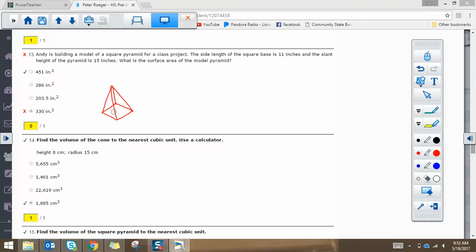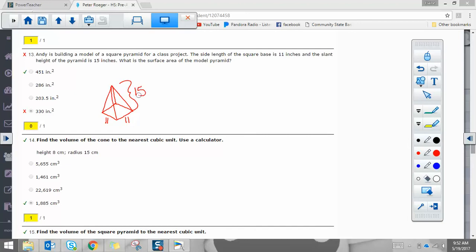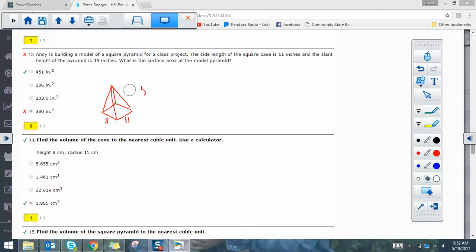The side length of the square base is 11, so all of these are going to be 11 all around because it's a square. And the slant height of the pyramid is 15 inches. So that means from that top vertex down to the base is 15 inches. What's the surface area? Oh, and actually it's slant height, so it's not the height of the pyramid itself, it's the length of this edge is 15. So that's going to help us with the triangle. And it wants to know the surface area.